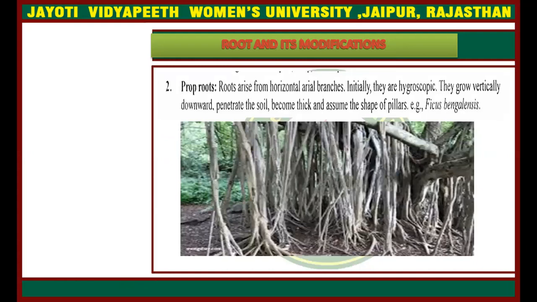Then we have the prop roots. They arise from the horizontal aerial branches and they are initially hygroscopic. They grow vertically downwards, penetrate the soil, and then they become thick and like the shape of a pillar. Now this is Ficus benghalensis, which is also known as banyan.